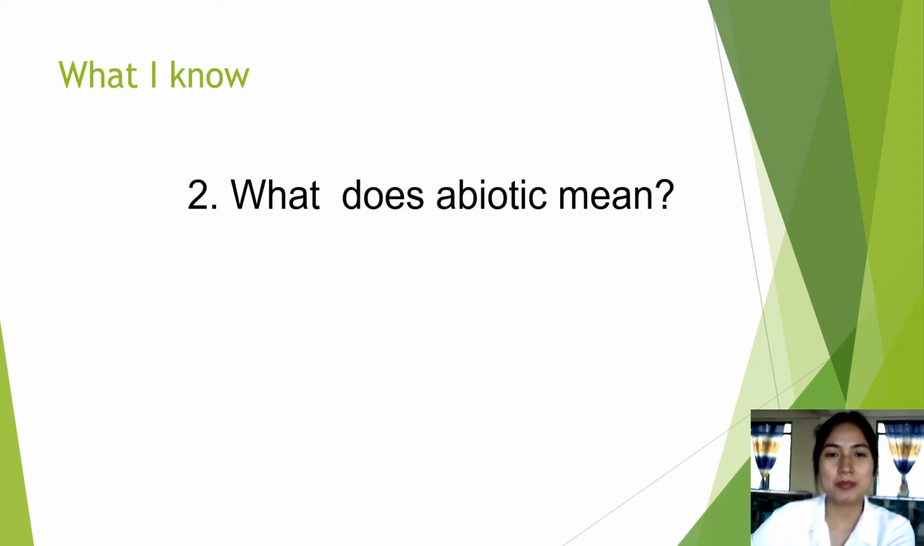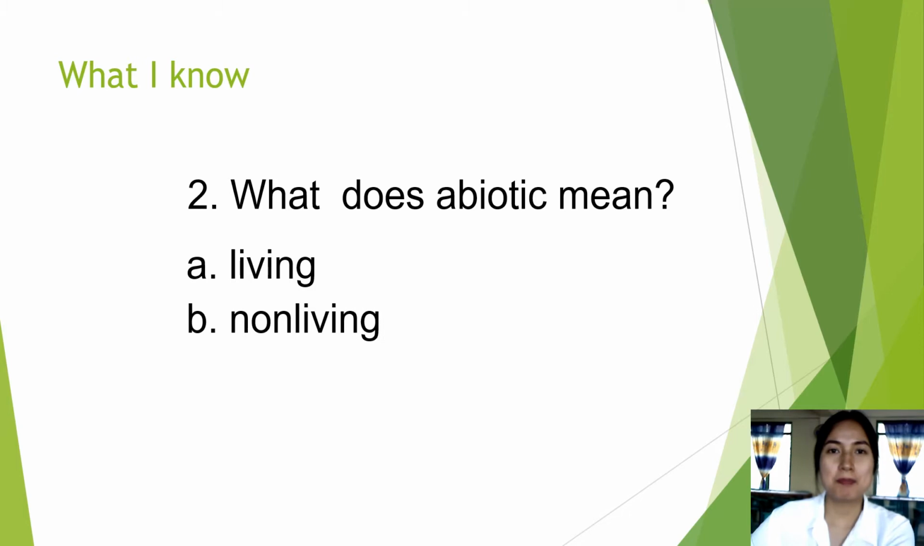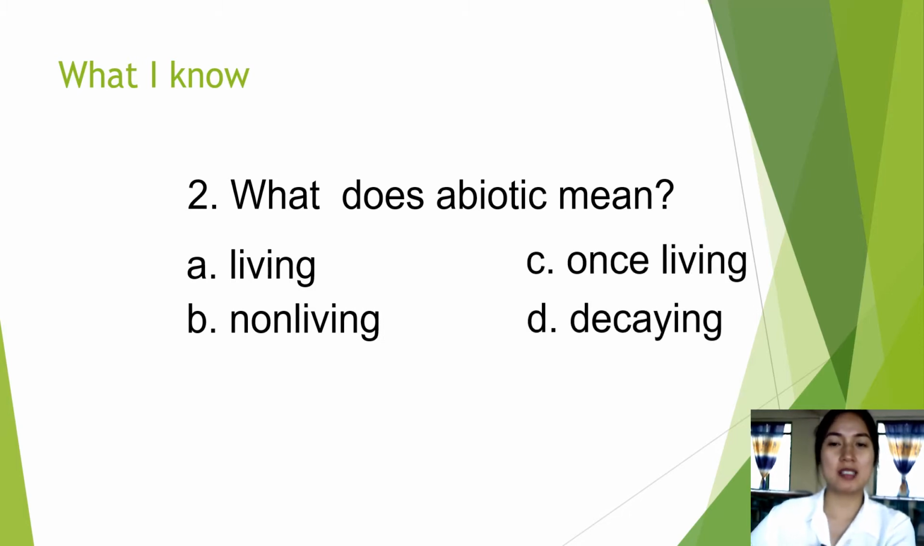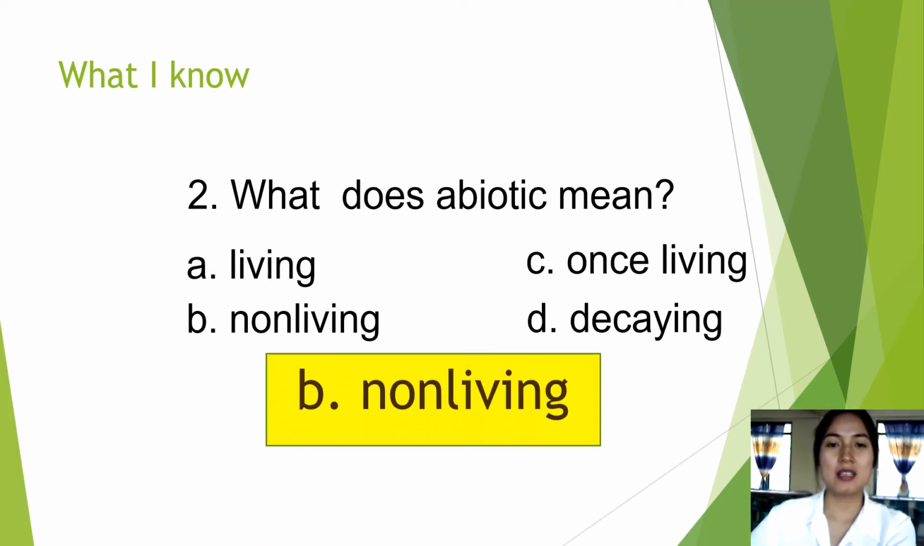Number 2, what does abiotic mean? A. Living, B. Non-living, C. Once living, or letter D. Decaying? The correct answer is letter B. Non-living. Let's try another one.